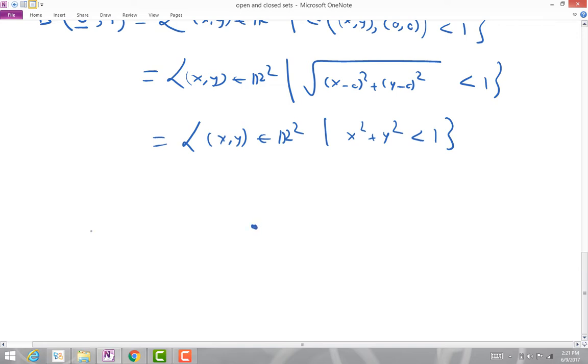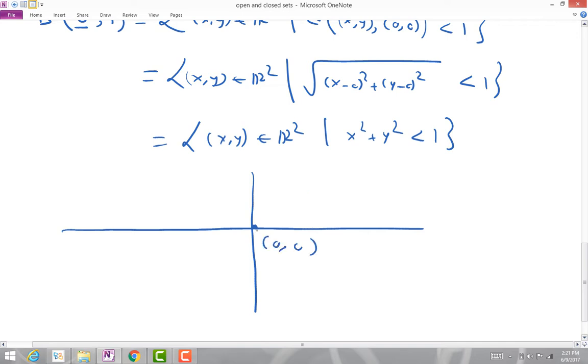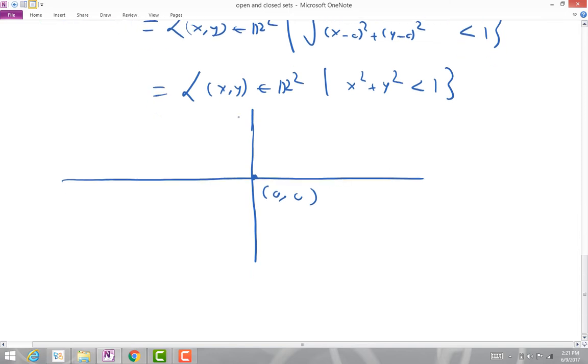So I have the origin, and I'm taking, and this is not the perfect way to do this, so okay. No, I think I need to do the dotted lines. And distance is 1. So that's the open ball centered at the origin with unit distance.